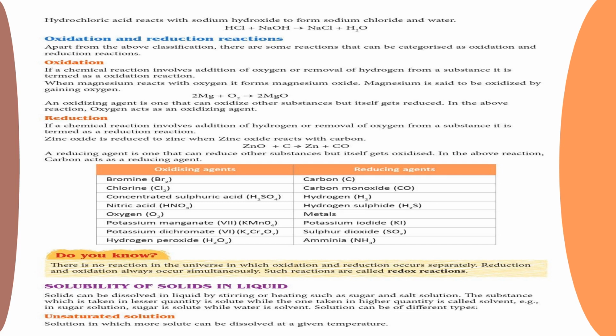The substance which is taken in lesser quantity is the solute, while the one taken in higher quantity is called the solvent. We already learned that a solution consists of solvent and solute. In sugar solution, sugar is the solute while water is the solvent. So solutions can be of different types. Unsaturated solution is a solution in which more solute can be dissolved at a given temperature.